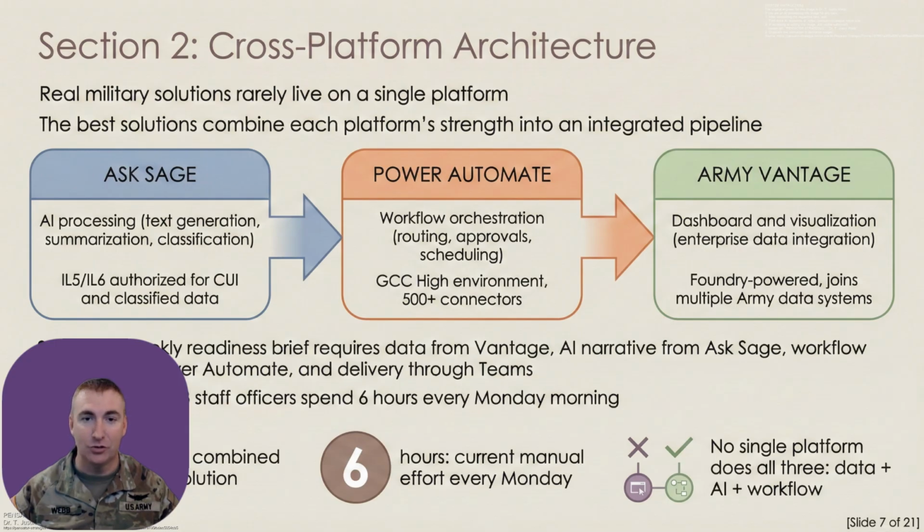Single platform solutions are clean. Real military solutions are not. Your G3 needs a weekly readiness brief. That requires data from Army Vantage, AI narrative from Ask Sage, workflow routing from Power Automate, and delivery through Teams. No single platform does all 4. 3 staff officers currently spend 6 hours every Monday morning doing this manually. The automated pipeline uses 3 platforms in 6 steps. Here is exactly how those steps break down.